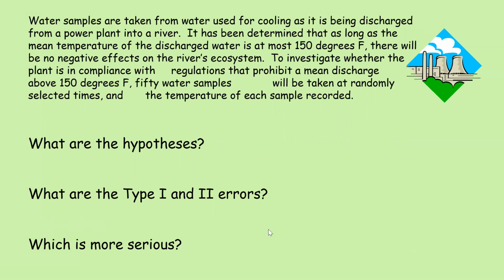So in this scenario, what are the hypotheses? Our null is that our mean is 150, and our alternative is we're suspecting that it's above 150. And again, we should state what our mean represents. Our mean is the average temperature of the water.